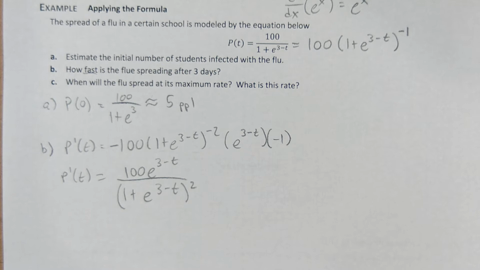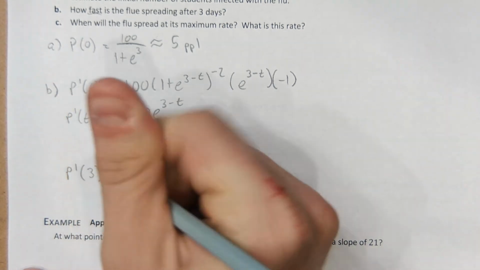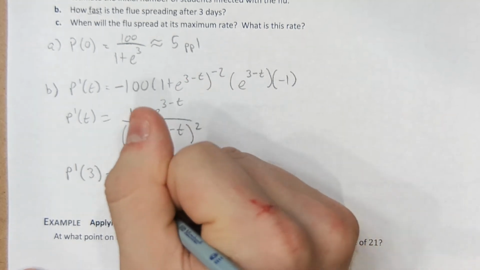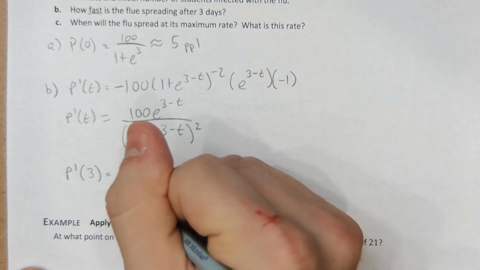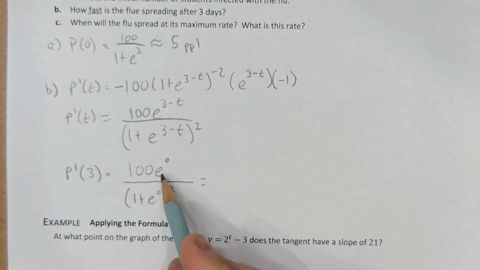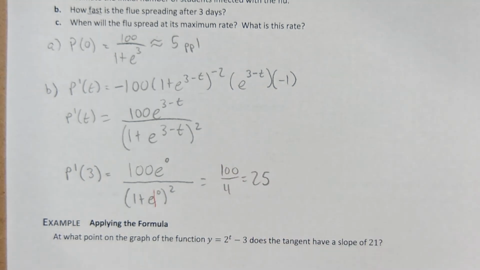And we've been asked, how fast is the flu spreading after 3 days? That legitimately just means plug in 3 into this. So what is p prime of 3? So you have 100 e to the 3 minus 3. Well, that's just 0. Oh, life is good. And down here we have 1 plus e to the 0, quantity squared. Well, e to the 0 is just 1. So down here you have 1 plus 1 squared, which is 4. 100 over 4, which is 25. That means that the flu is spreading at a rate of 25 people per day at the 3rd day.